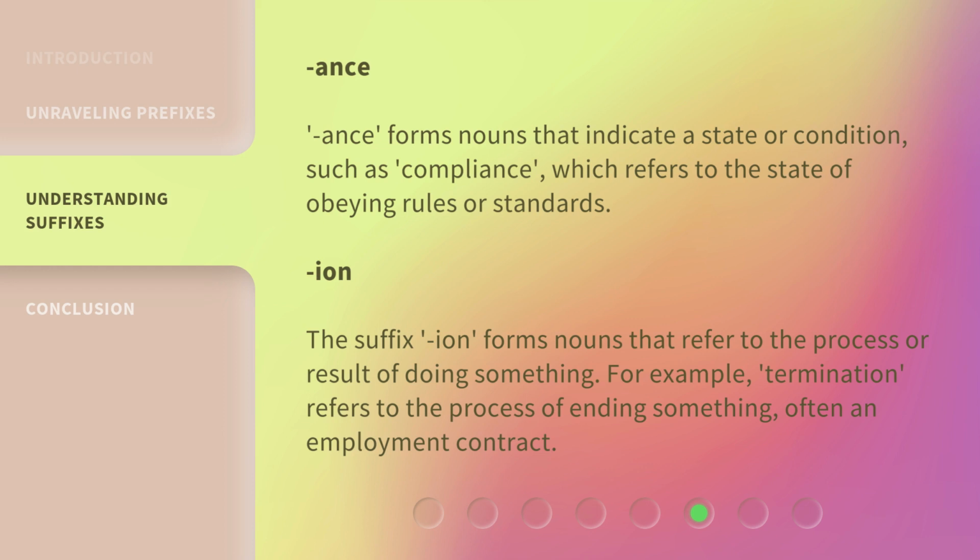Ion. The suffix ion forms nouns that refer to the process or result of doing something. For example, termination refers to the process of ending something, often an employment contract.